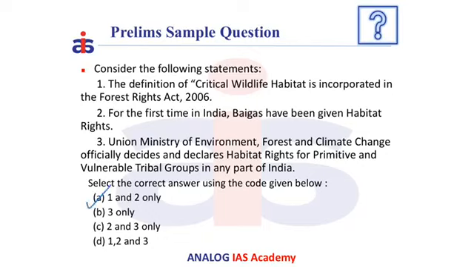As we have discussed, it is not the Ministry of Environment, but rather the district committee in each district which gives the title rights.